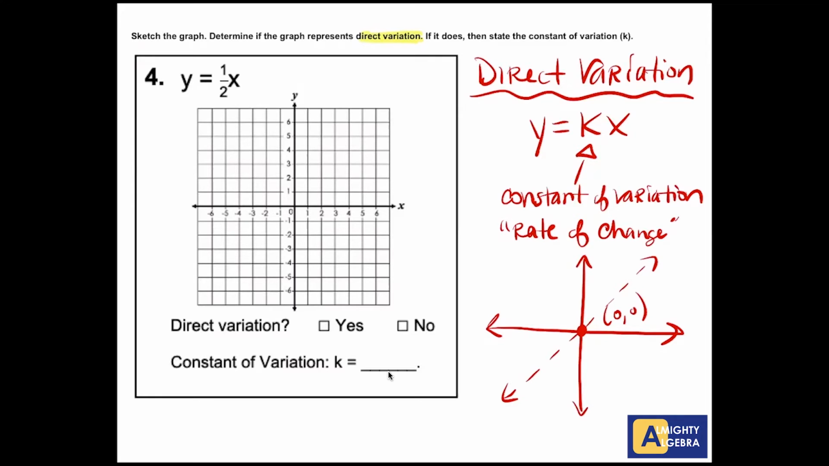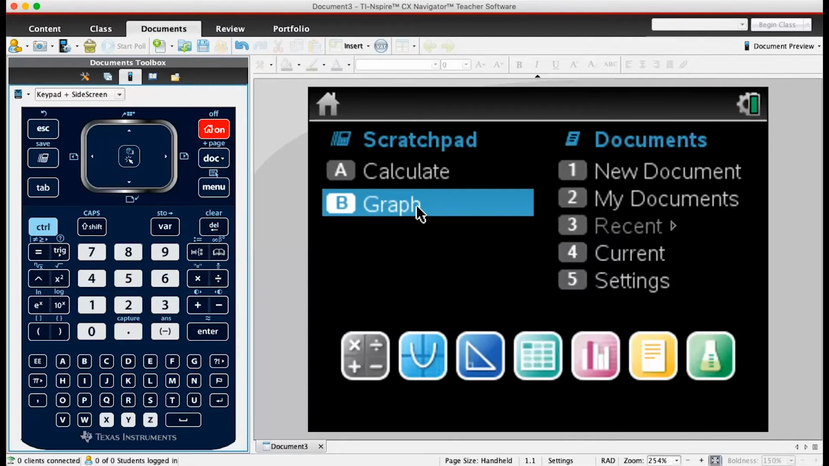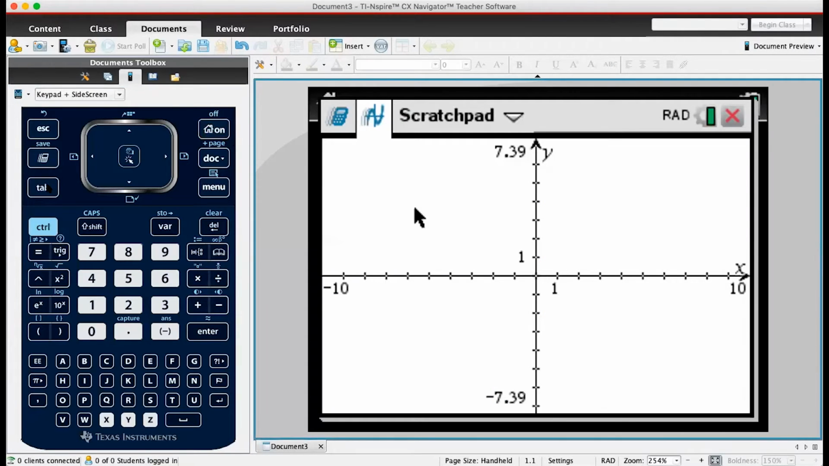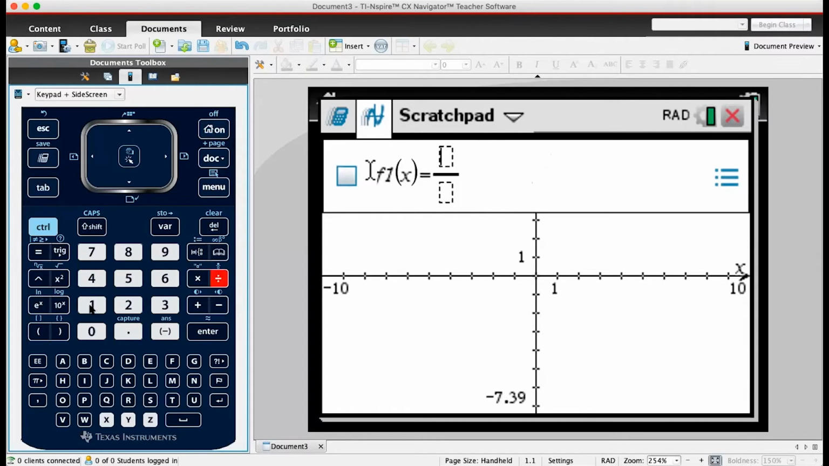Now let's go back to question number 4, and let's determine if this equation y equals 1/2 x represents direct variation. The first thing I'm going to do is graph it. From my homepage, I want to go to graph, press tab to bring it up. Remember that y equals and f of x equals are similar, so we don't have to change that to y, but I do need a fraction, 1/2, and then my x.